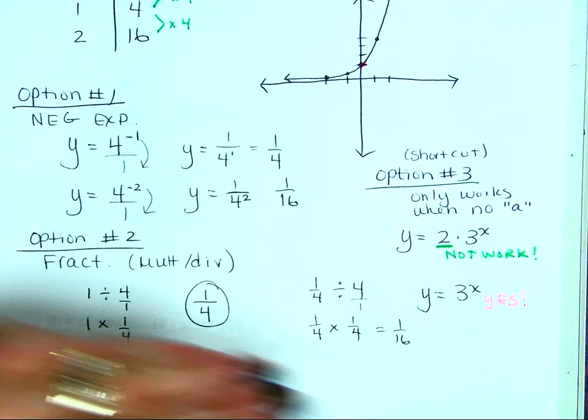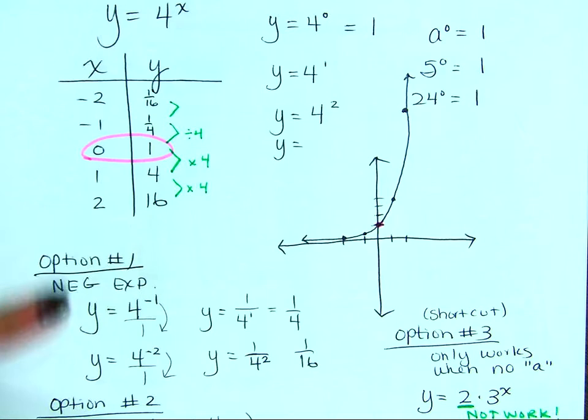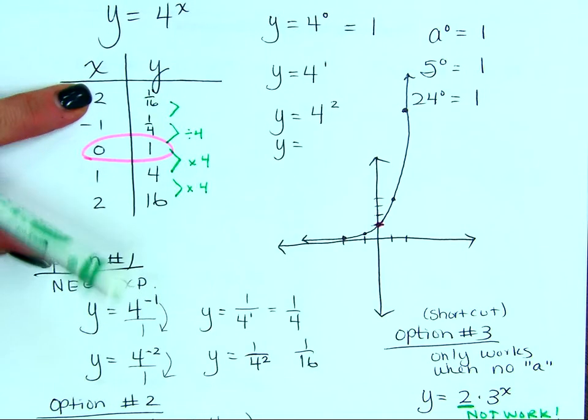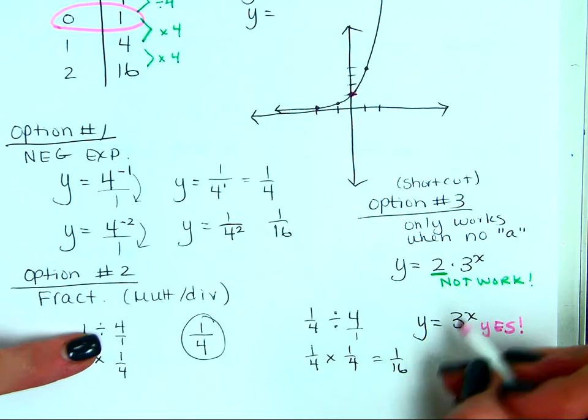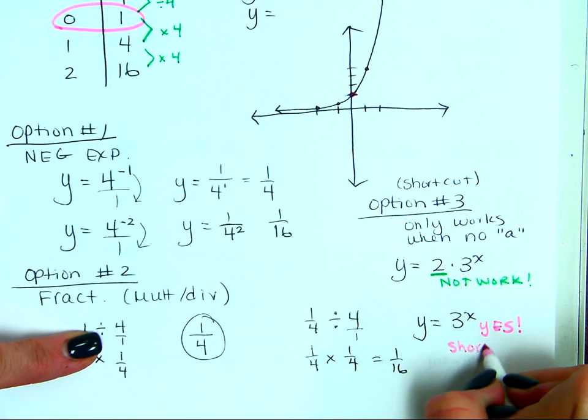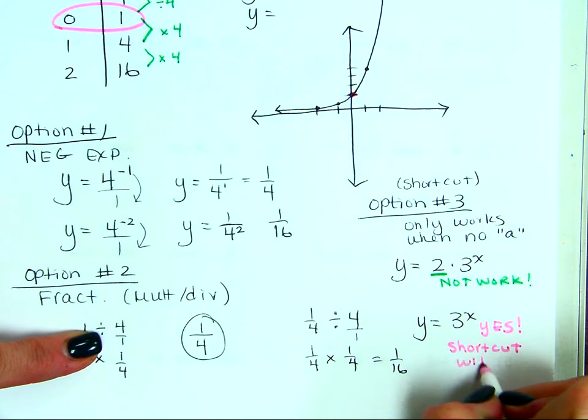Your shortcut meaning your other 2 points that you're always going to have a hard time finding are going to be the reciprocals of the other one. So it's kind of symmetrical. Yes, shortcut will work. Okay, we'll do a little bit more with that as we go.